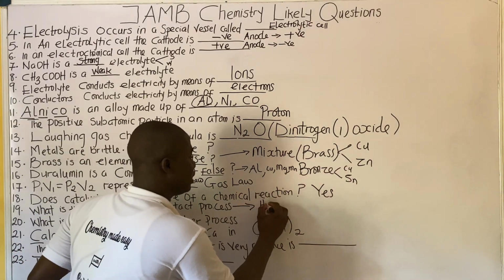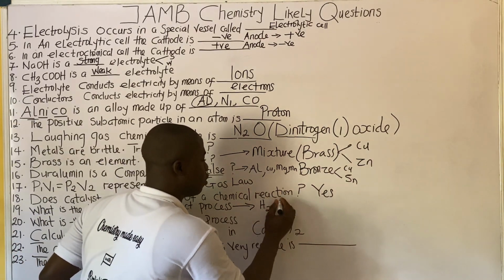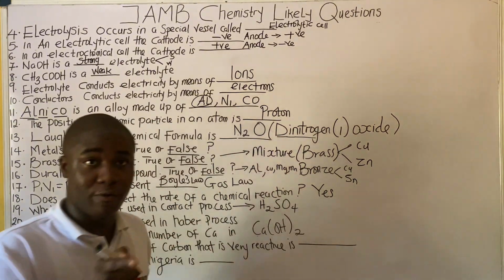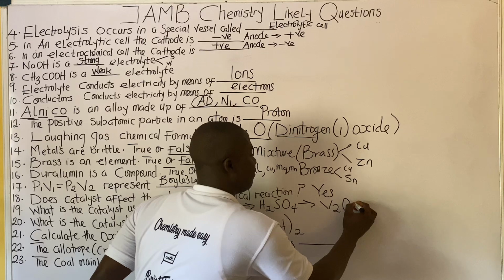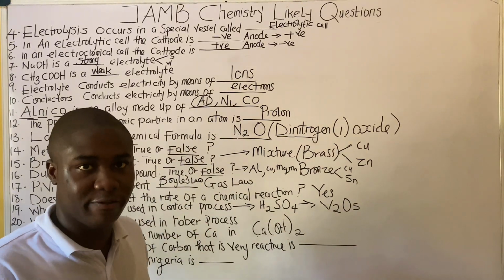Contact process is a process used to industrially form this compound, which is H2SO4, and the catalyst used is called vanadium 5 oxide, V2O5. It is pronounced as vanadium 5 oxide.